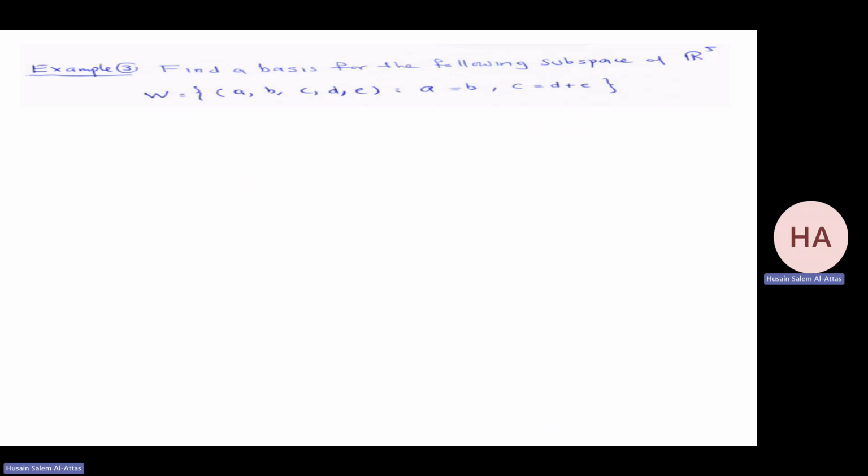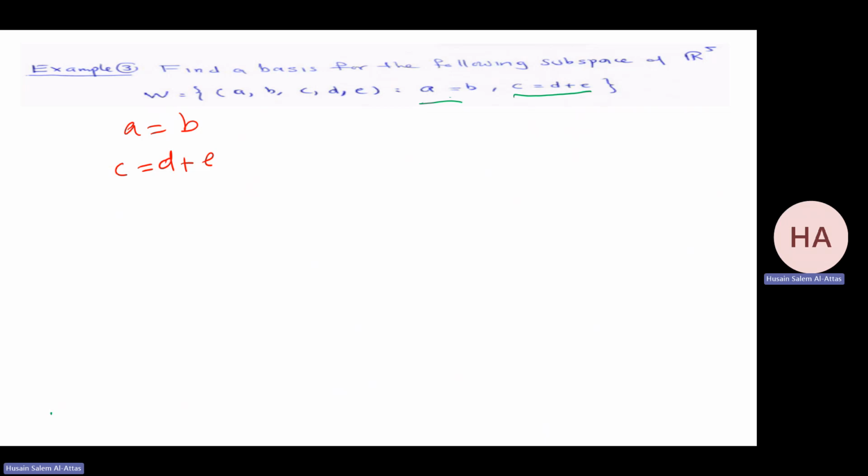Find the basis of the following subspace. It has two equations. So it's like I'm solving a system of two equations: A equal B, C equal D plus E. The most important thing is how many free variables I have.